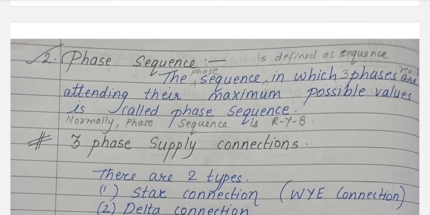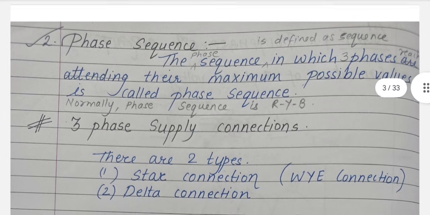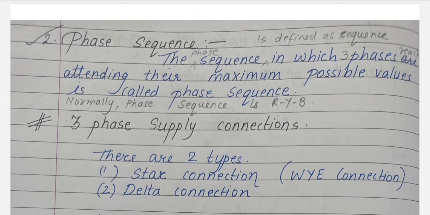So what is phase sequence? The phase sequence is defined as the sequence in which three phases reach their maximum possible values. So what does phase sequence tell us? In this phase sequence we get to know about the three phases reaching their maximum possible value, okay. So the phase sequence is defined as the sequence in which three phases reach their maximum possible value. That is called phase sequence, okay.